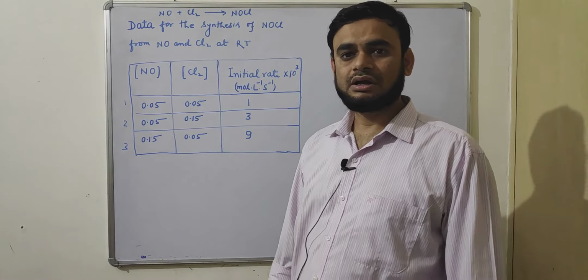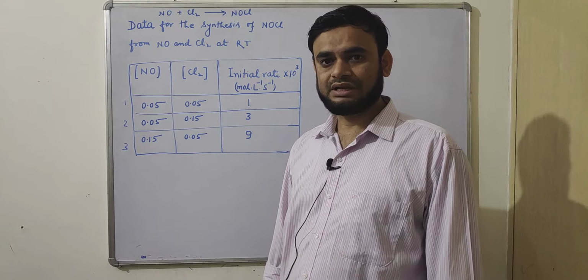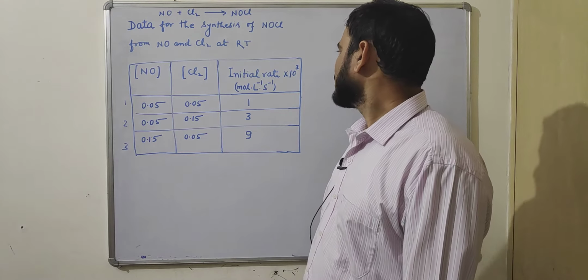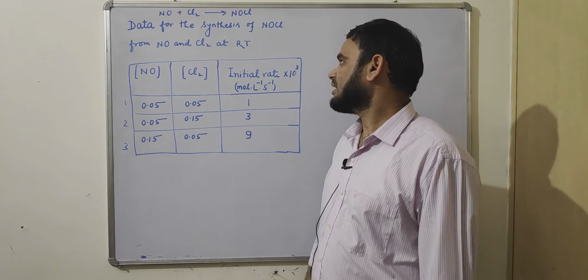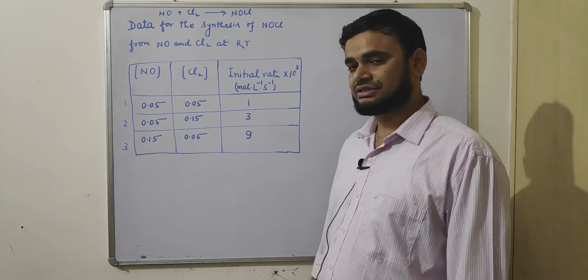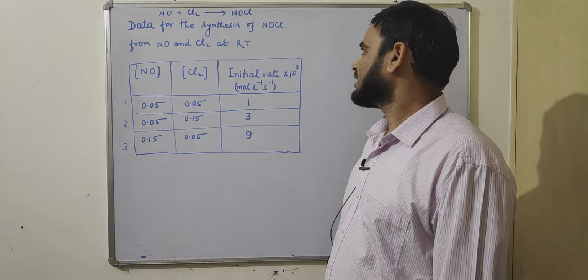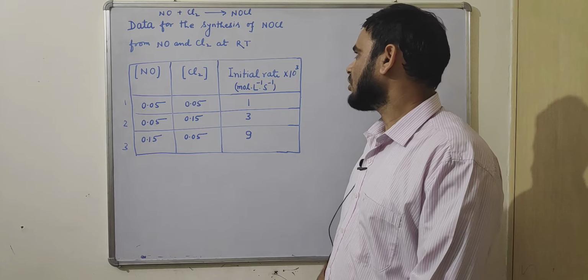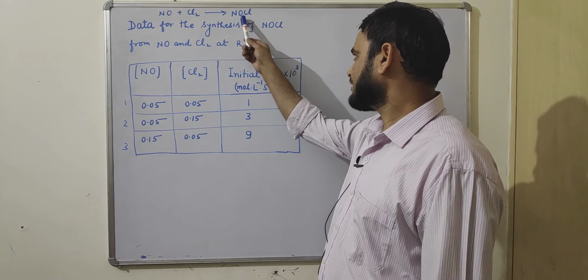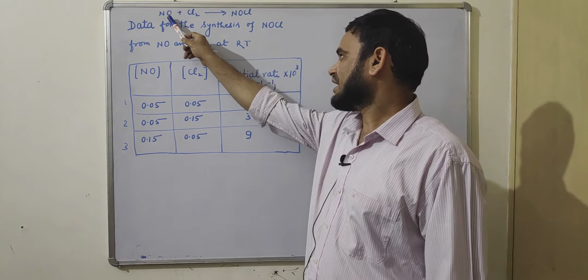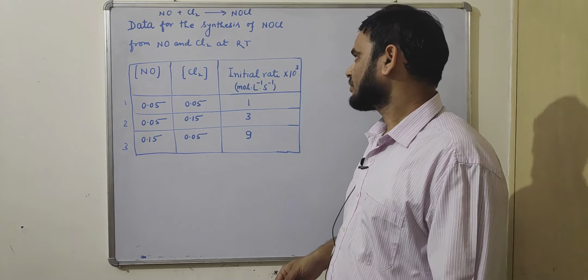Hello everyone. Today we are going to learn how to find out the rate law of a reaction if the initial rate of reaction at different concentrations of reactant is given. Let us take an example in which we have to find out the rate law for the synthesis of nitrosyl chloride from nitric oxide and chlorine.